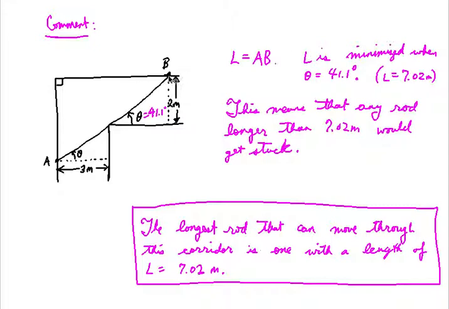I hope you can see that. If this rod is any longer, it would get stuck, probably before this point. If theta was smaller, it would get stuck probably right around here. If it was any bigger, it would probably get stuck right over here, or even before I make that turn. But if it's exactly this length, then it will just be able to squeeze by. So hopefully that makes sense.